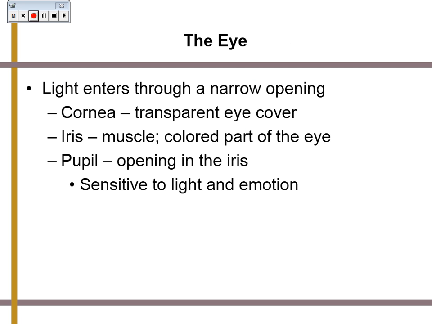When we look at the eye, we're actually going to break it down into different parts. The first part of the eye that picks up light is the cornea. It is the transparent part that protects the eye.